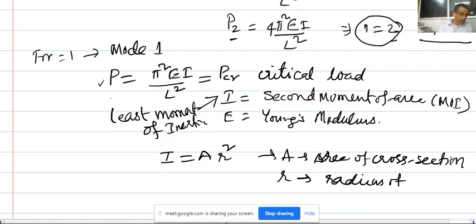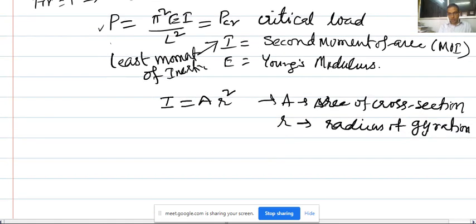Radius of gyration, I think you already learnt it. I told you as a part of applied mechanics also, right. Substituting into this, the PCR will become pi square E into I, where I is nothing but A r square, by L square, right.